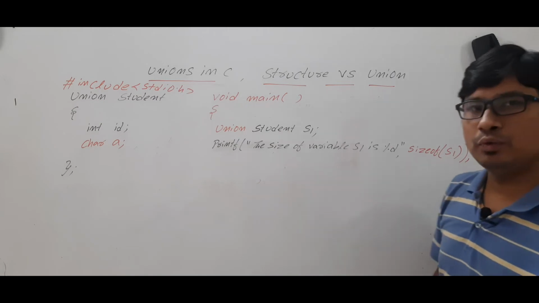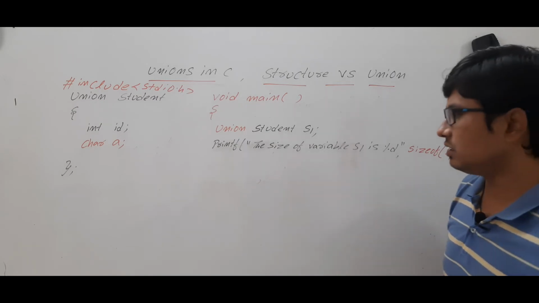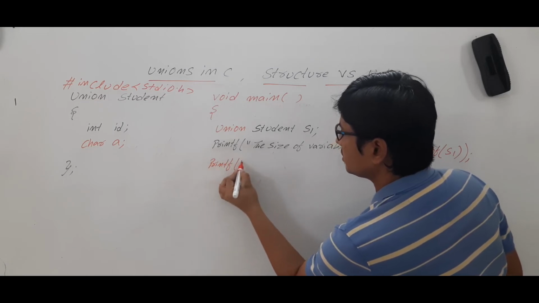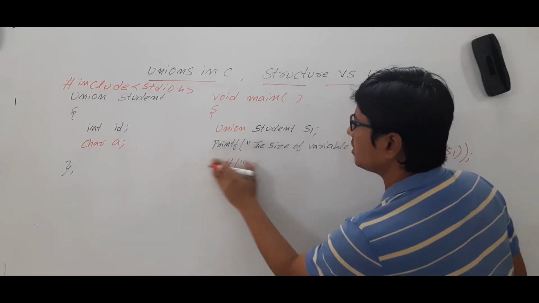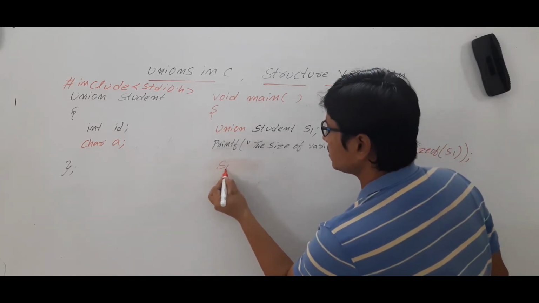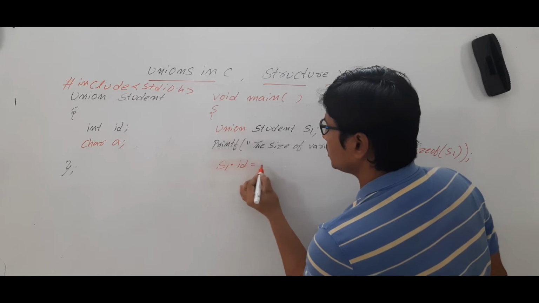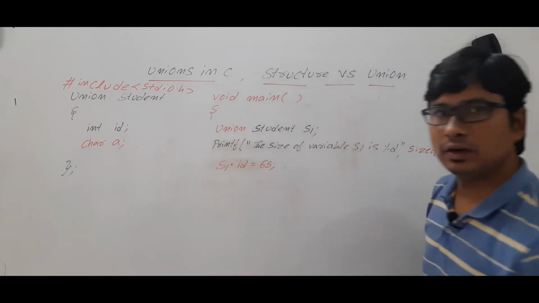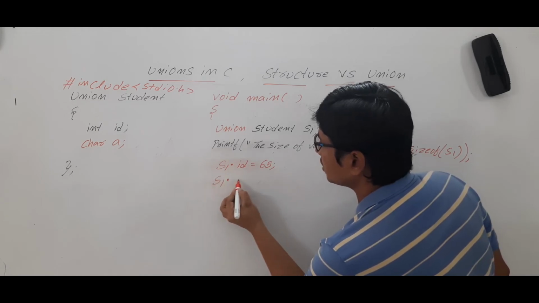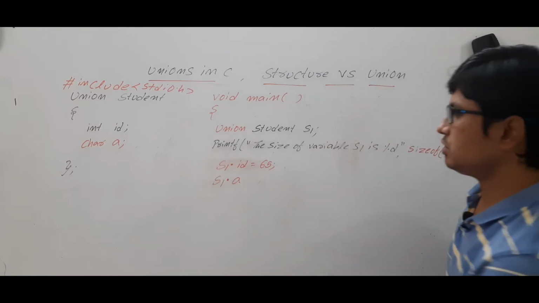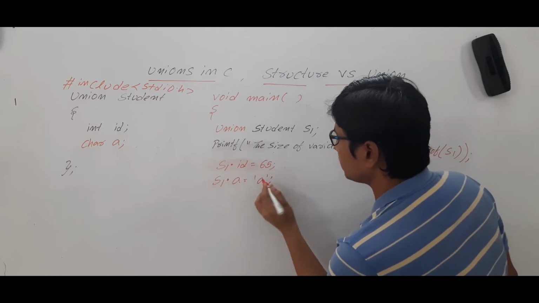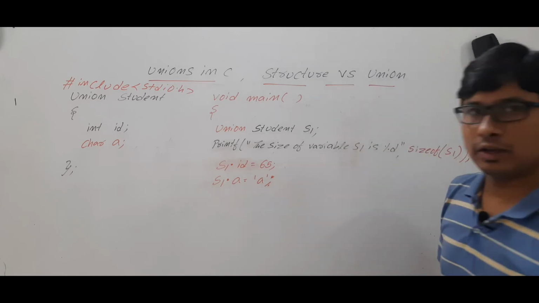Okay, now you want to ask the user to enter the details. So let me write the statement printf, "Enter the student details", or let me assign for you. Let's take that I am assigning s1.id is equal to 65. Okay, is it clear? Then I am assigning s1.a is equal to small a. Let's take it for you. Are you able to understand?